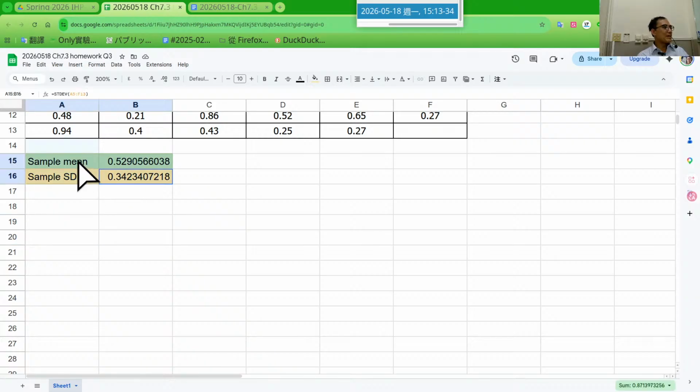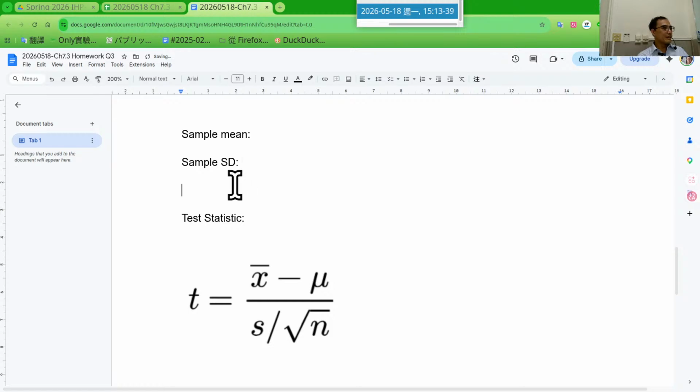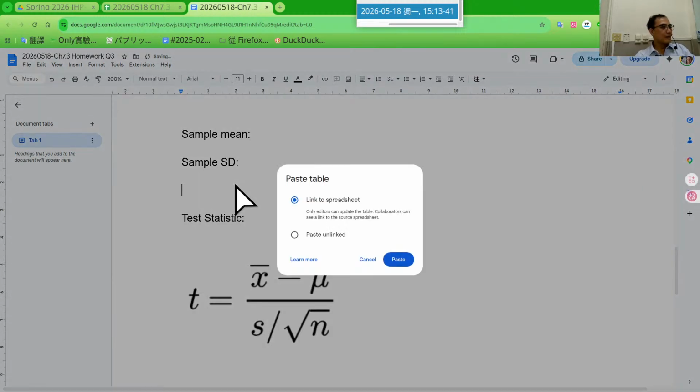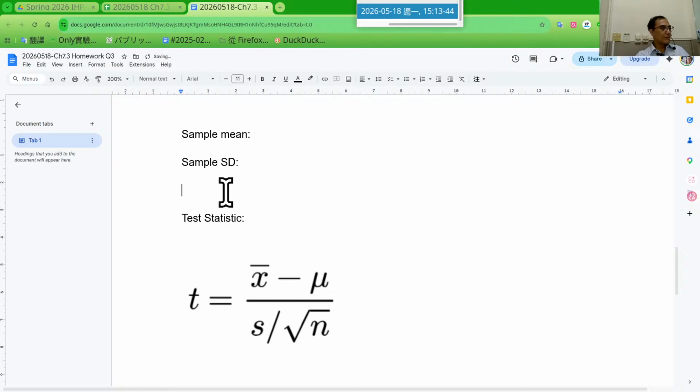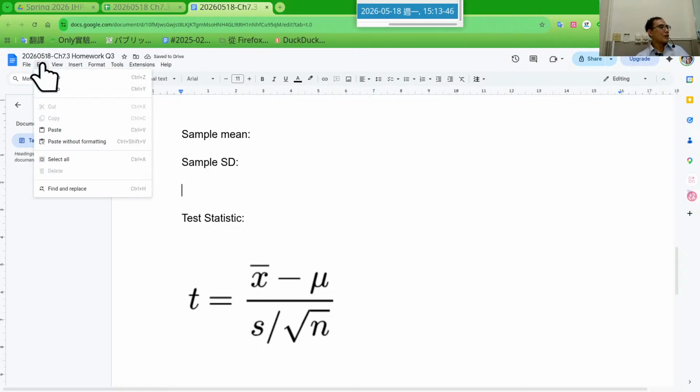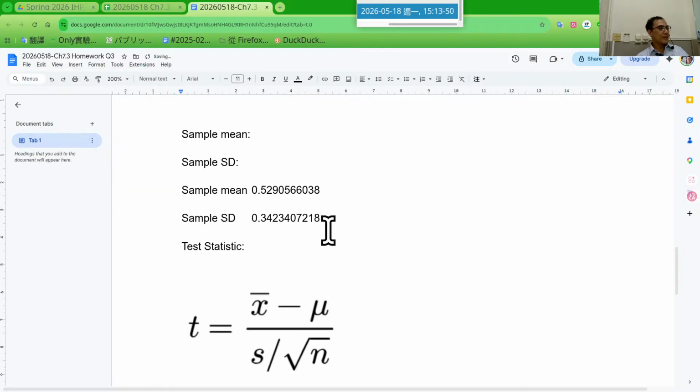And we got a number here. Copy and paste it here. You need to use paste special without format. Then we got a number here. Sure, we can use only 2 decimals. That would be 0.53. And 0.34.